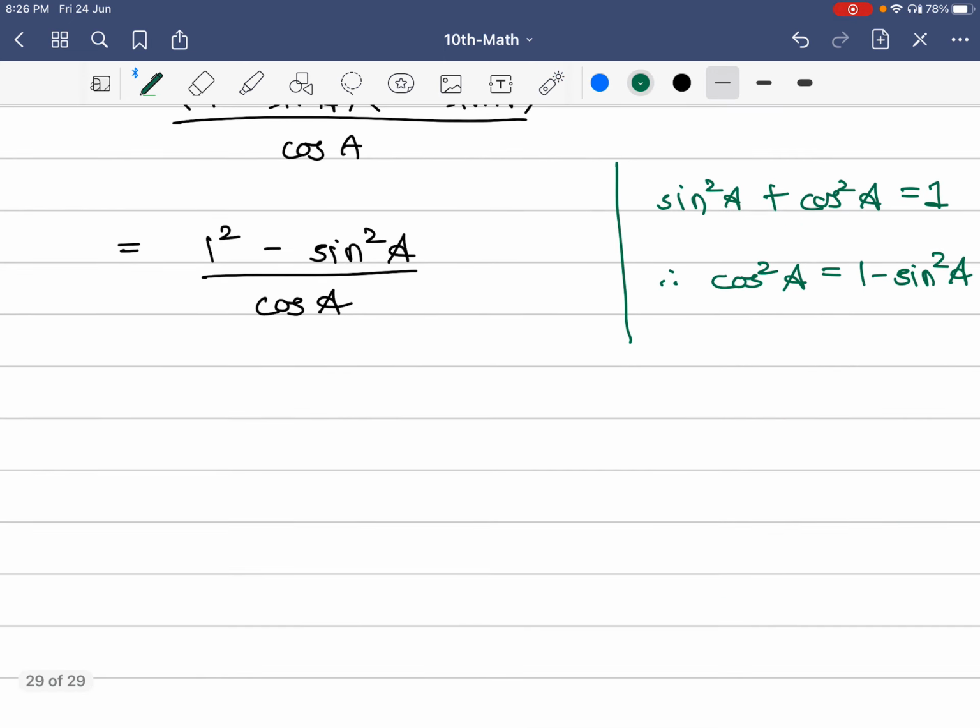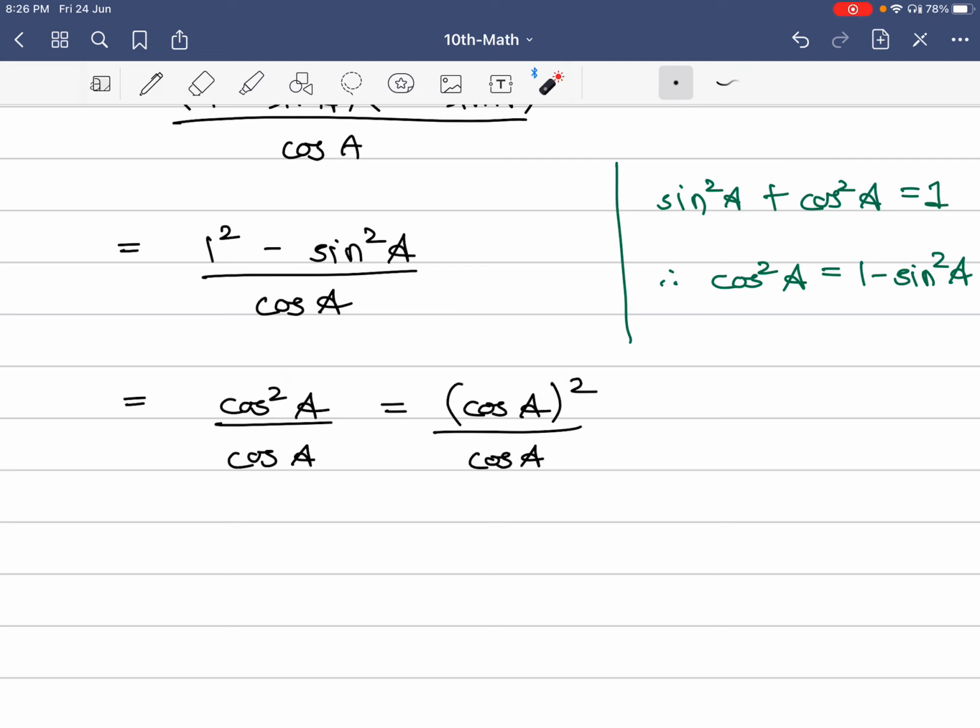So let's continue. This is going to be cos square a, the whole divided by cos of a, and this is nothing but cos of a, the whole square divided by cos of a. Note cos square a and cos a the whole square are the same things. It's just a different way of representation, but they both are exactly equal. So that is finally going to be equal to just cos of a. So our answer has come equal to cos of a.